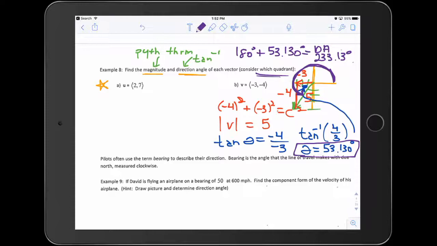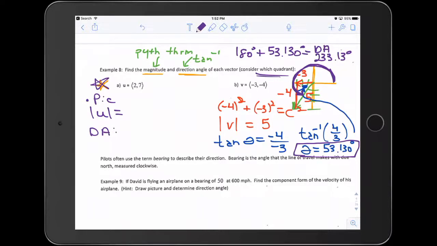Okay, so again, you're doing letter A now, and you're going to demonstrate that and show that to me in class. Make sure I see a picture. I need to see how you calculated your magnitude of u, and don't forget that notation, and then I want you to give me the direction angle.